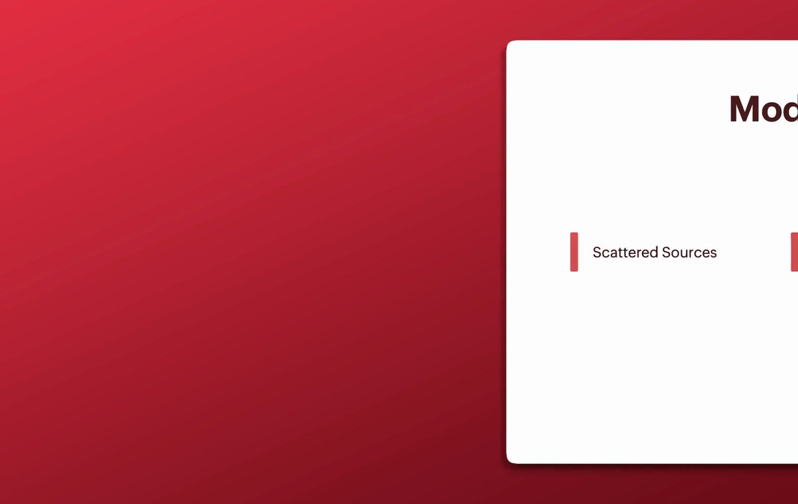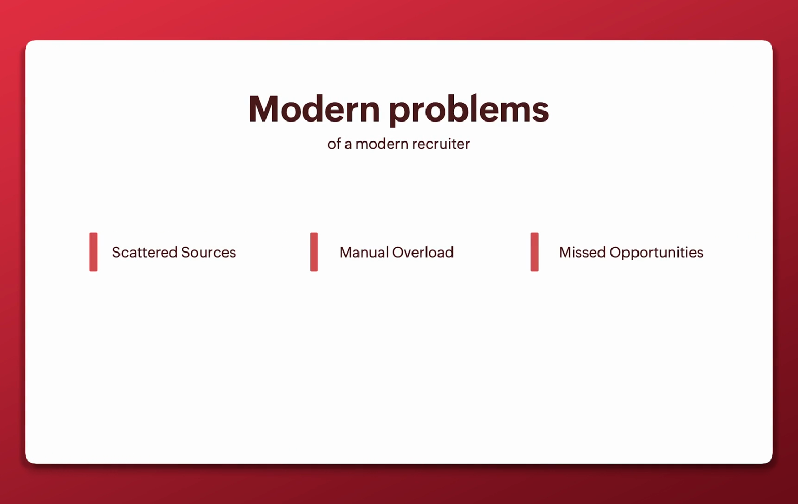Now let's have a look at the problems faced by the modern recruiter. Let's start with the scattered sources. Recruiting talent used to be much simpler. You could post a job in the newspaper and wait for resumes to arrive. But today, candidates are spread out across all kinds of different platforms, from job boards to social media to professional networking sites. This makes it difficult for recruiters to find the best candidates, and it takes a lot of time and effort to keep track of all the different sources.